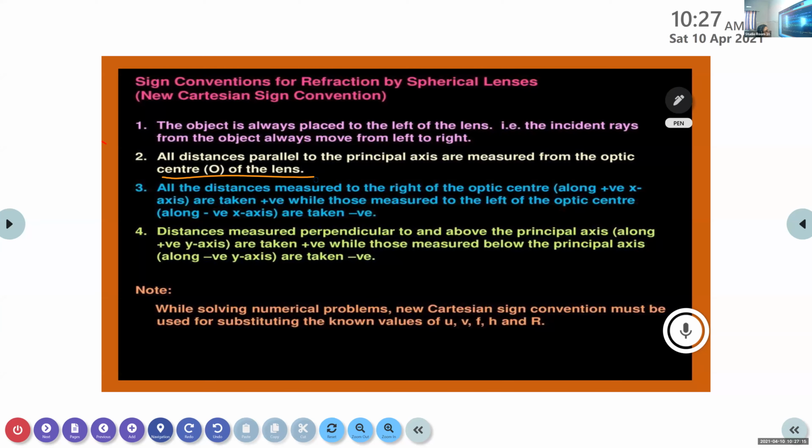So if you consider the object distance, you must put a negative sign. That is, object distance is represented by u, and if the object distance is given as 20 centimeter, you must put a negative sign, because according to our sign convention, the object is always placed on the left side of the lens, and all the distances that are measured towards the left side of the lens are taken as negative values. So you must put a negative sign for the object distance, whether it is a concave lens, convex lens, concave mirror or convex mirror, when you are doing the numericals.